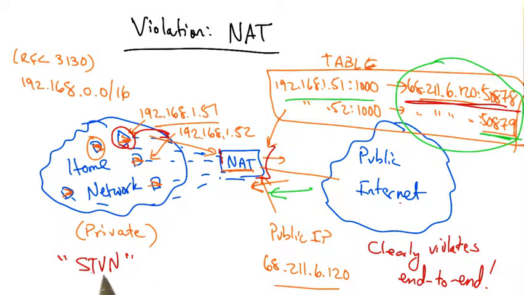Needless to say, even with these types of hacks and workarounds for NAT, it's clear that network address translation is a violation of the end-to-end principle because by default, two hosts on the internet, one in the home network and one on the public internet, cannot communicate directly by default.